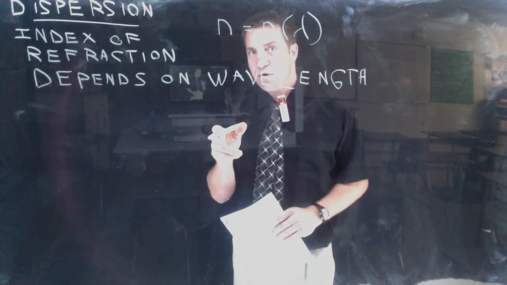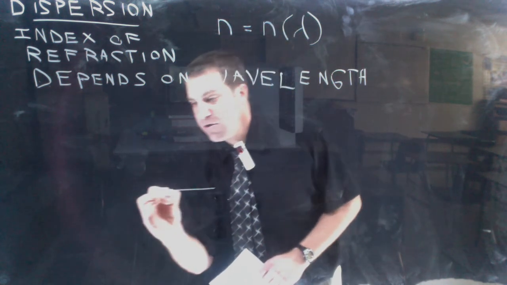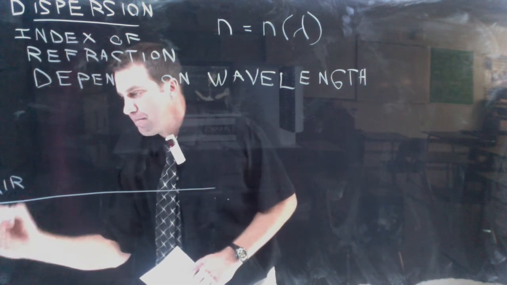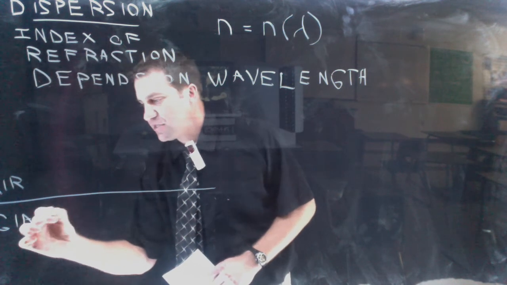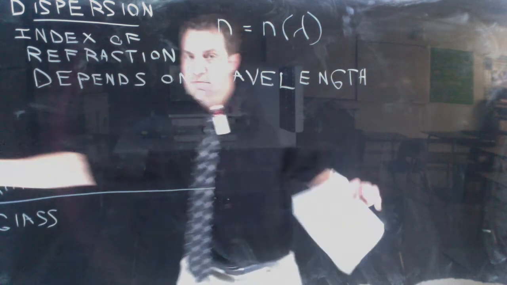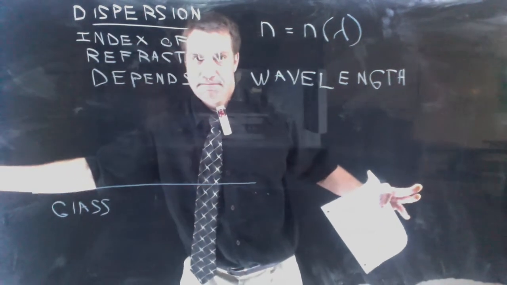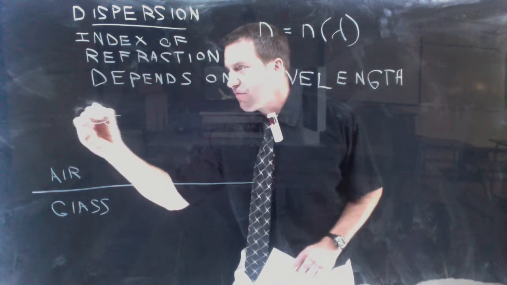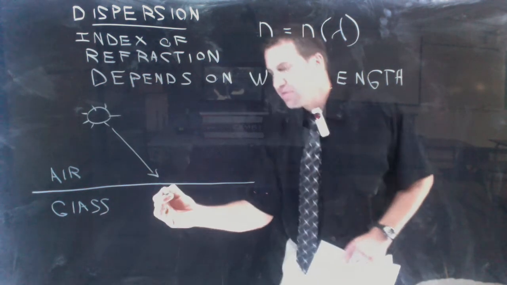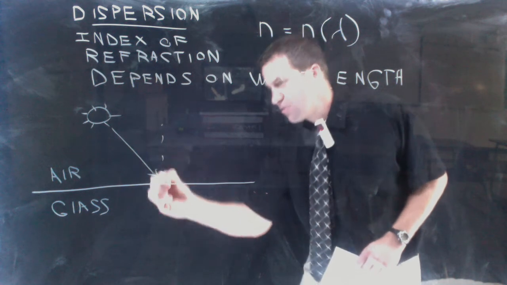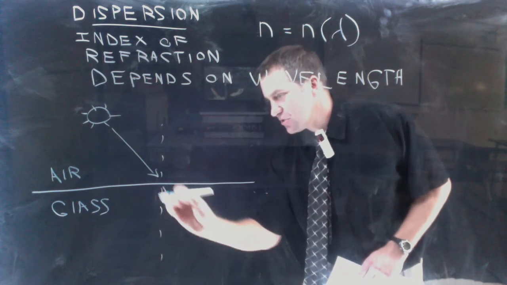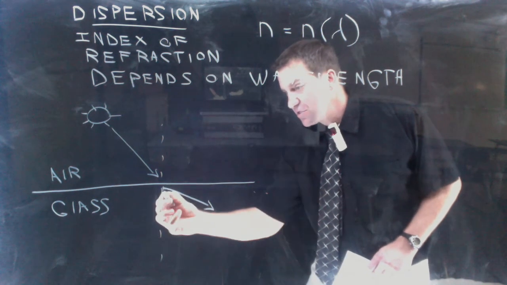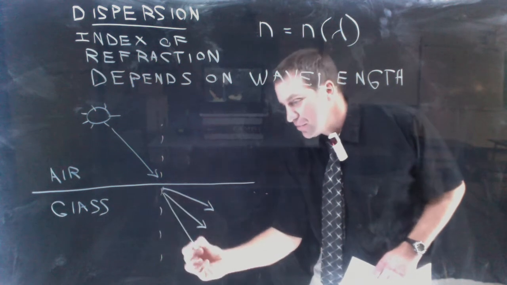So, when I go from air into glass, and let's say I'm using sunlight, we know what happens, right? The sunlight, when it goes into the glass, it's going to refract. It's going to bend at a different angle. So if this is the normal, it's going to bend this direction up if it's red. If it's green, it would come down here, and then blue would come down here.